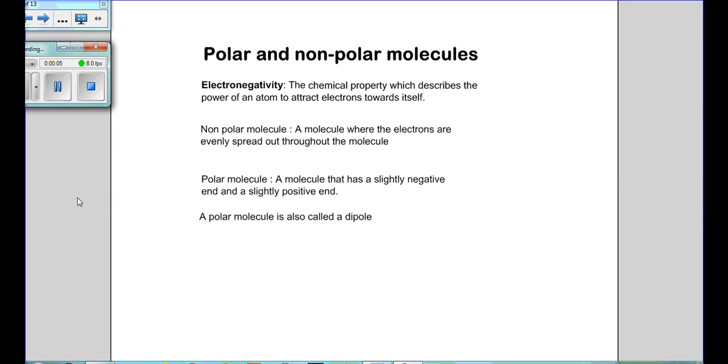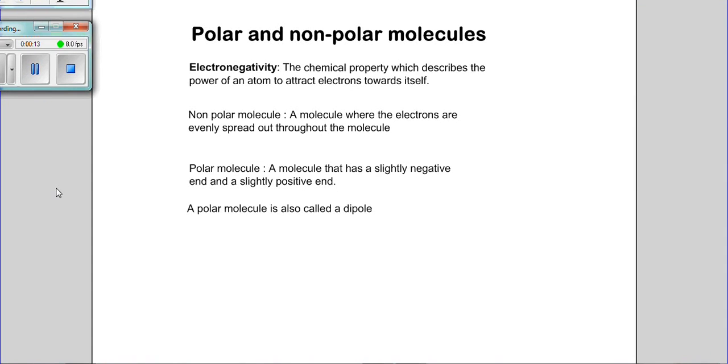After discussing the shape of the molecules, we will look at polar and non-polar molecules. To determine whether a molecule is polar or non-polar will depend on the electronegativity of the atoms that are combined in the molecule. Electronegativity is defined as the chemical property which describes the ability of an atom to attract electrons towards itself.